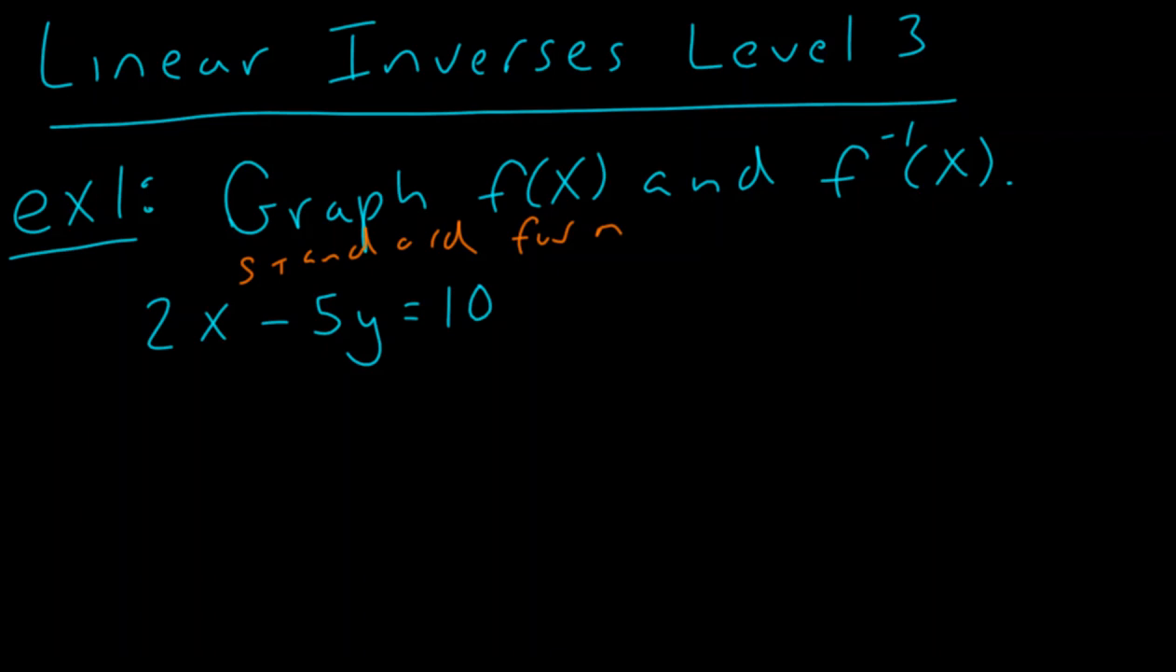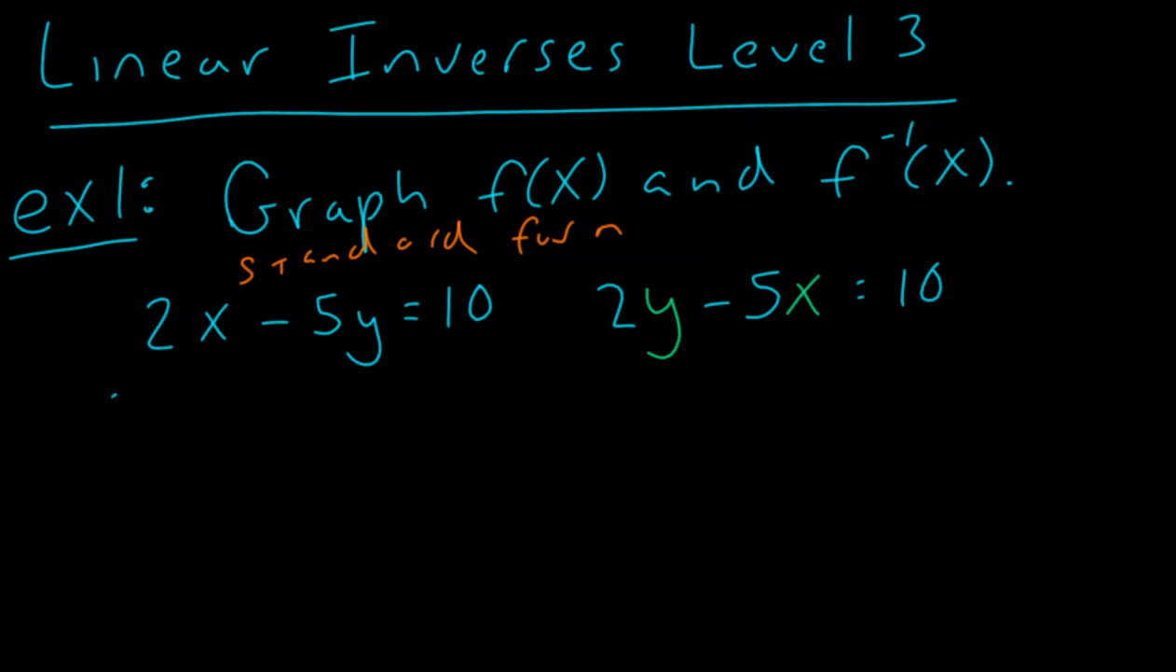Now what I would do if I were you is I would right off the bat flip my y and my x and then rewrite this simply as 2y minus 5x is equal to 10. So if you're going to graph something in standard form and then also graph its inverse, you might as well just switch the x and the y right off the bat. And let's solve both of these for y.